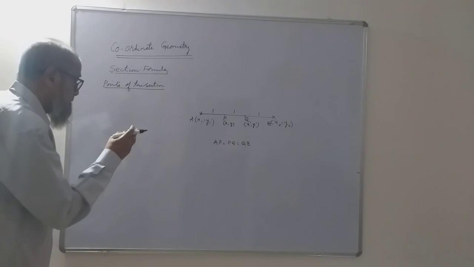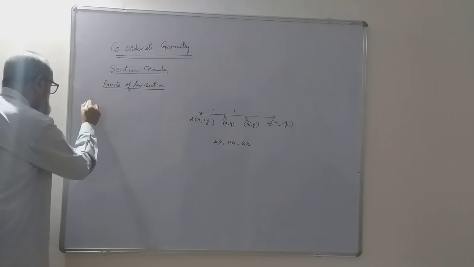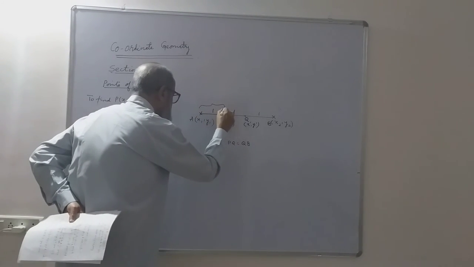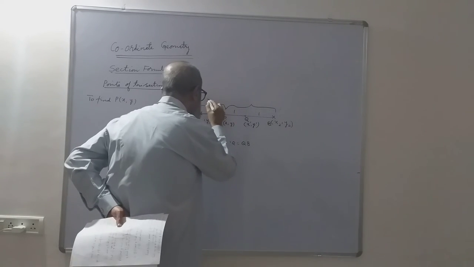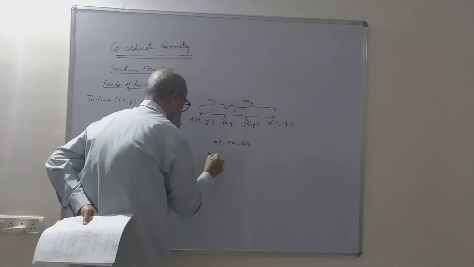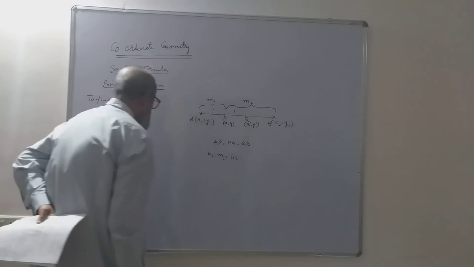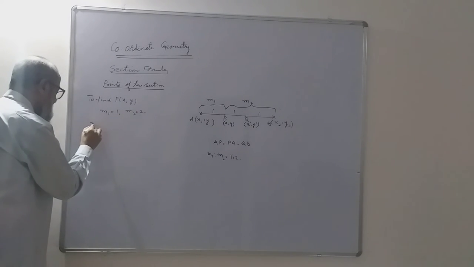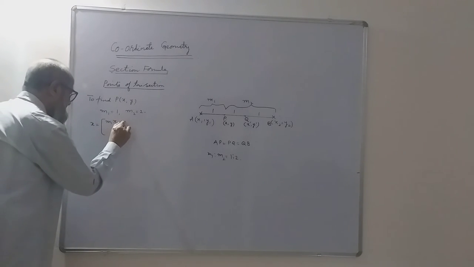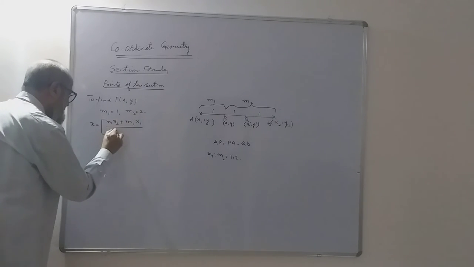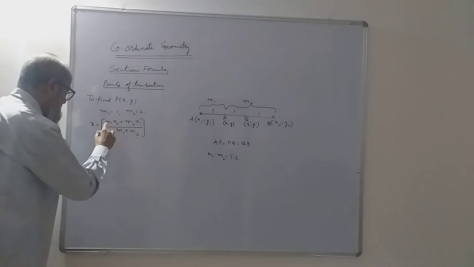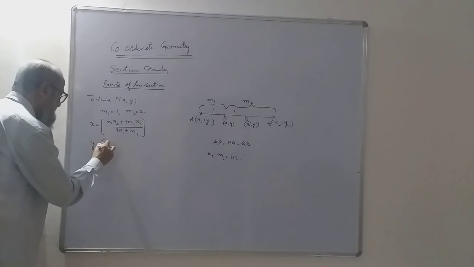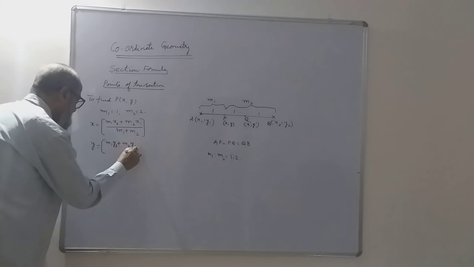Now here you have to find out X, Y first. To find P(X, Y), we take this as M1 and this as M2. So M1 is to M2 will be what? It will be 1 is to 2. M1 will be 1, M2 will be 2, and the formula is X is equal to M1 X2 plus M2 X1 divided by M1 plus M2. The same formula. Here M1 is 1, M2 is 2. And to get Y, I do M1 Y2 plus M2 Y1 divided by M1 plus M2.